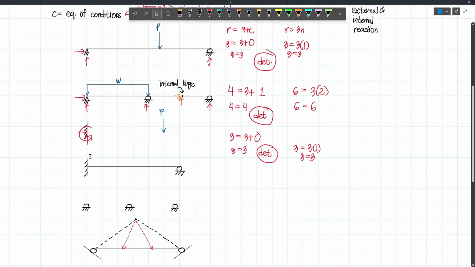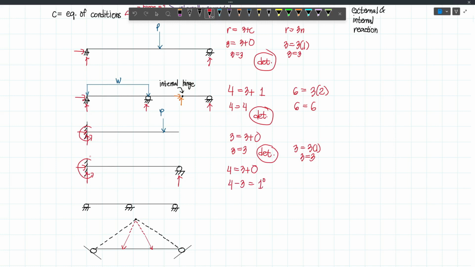Now if we have three reactions, there is a fixed support and then one roller. Using this formula, it becomes 1, 2, 3, 4 equals 3 plus 0 again, because we have no internal connection. So 4 minus 3 is our degree of indeterminacy, which is 1 degree. And then here, r equals 3n, it is again 4 equal to 3 times one member. So 4 minus 3, it is still 1 degree of indeterminacy.